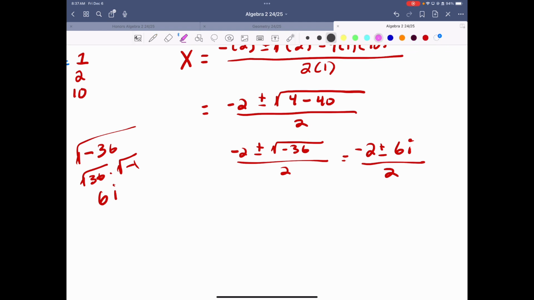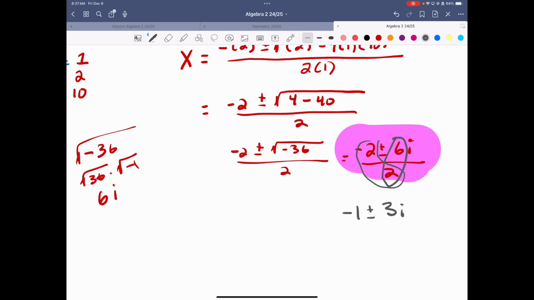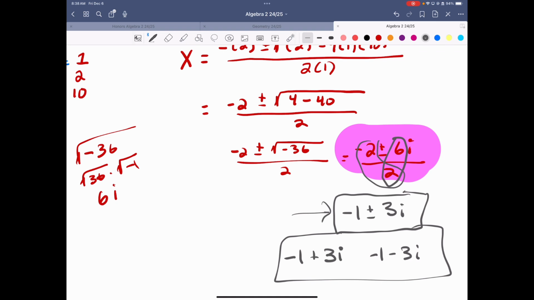Okay, now you're 90% right at this point. But if you notice, that can be reduced. That can be reduced to negative 1 plus or minus, and this can be reduced to 3i. So there's your solution, and you're done. A multiple choice test might say negative 1 plus 3i and negative 1 minus 3i. I mean, technically that's what it is, but for our purposes, just leave it there.